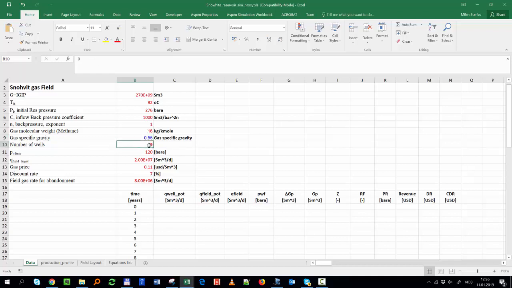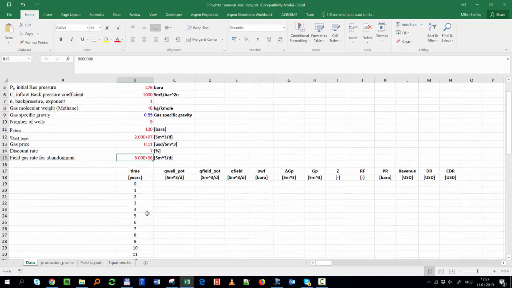I have 9 wells, okay, that I want to use. That's PWF minimum, open choke. I reach that pressure. I want the field rate to be 20 million standard cubic meters per day. And we're going then to calculate the revenue. So that's why we need these two, the gas price and the discount rate. And I should produce all the way to 8 million, okay? Because after that, the operational expenditures to pay for the salaries, the chemicals, the power, are equal to the revenue. At that time I stop. And I have been told that I have to produce the field up to 8 million. Okay? So, what do we do first?